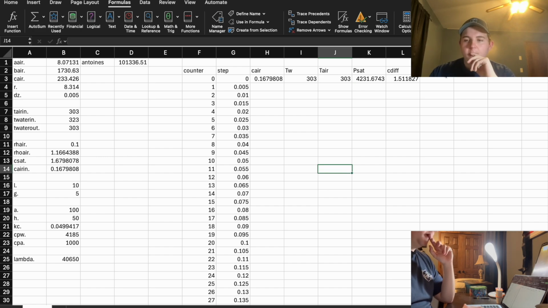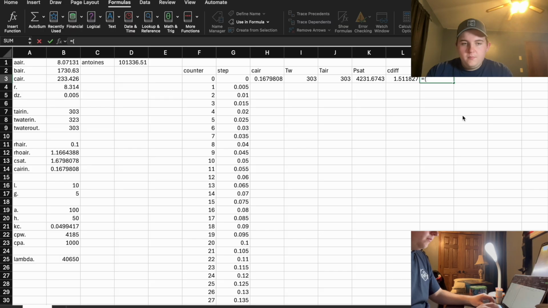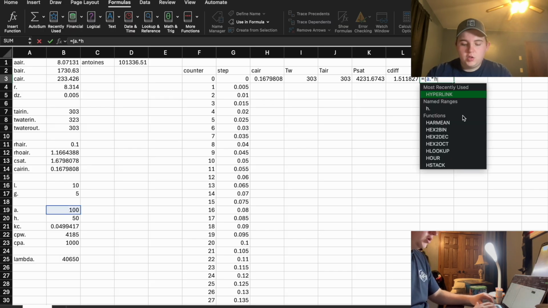Anyway, so we're going to move on to our TW. I also have this one written down because it's really, really long. So we have our A times H.